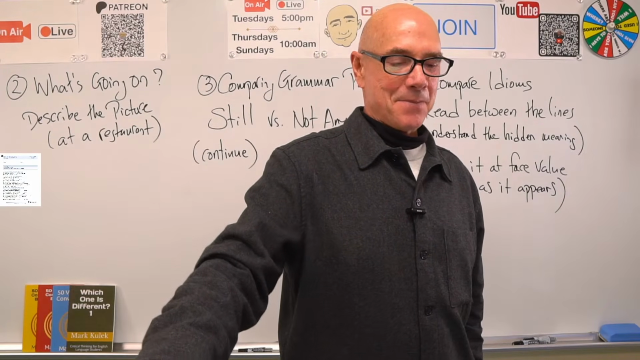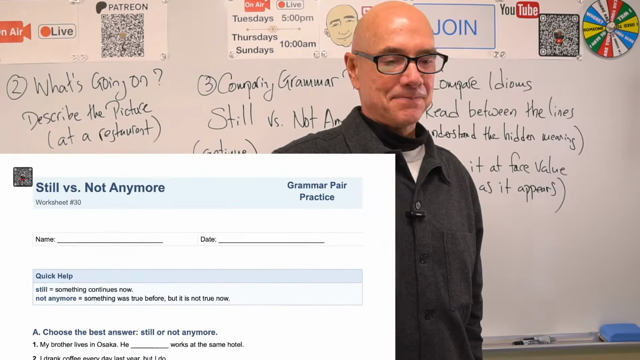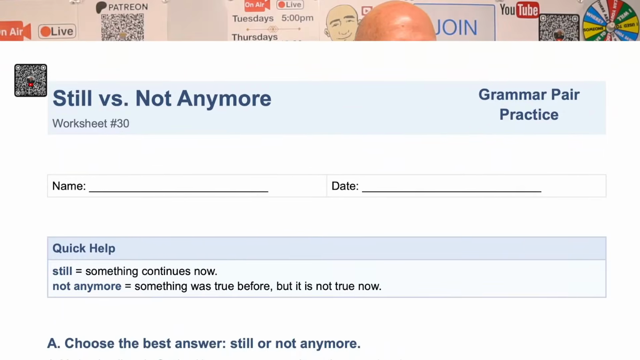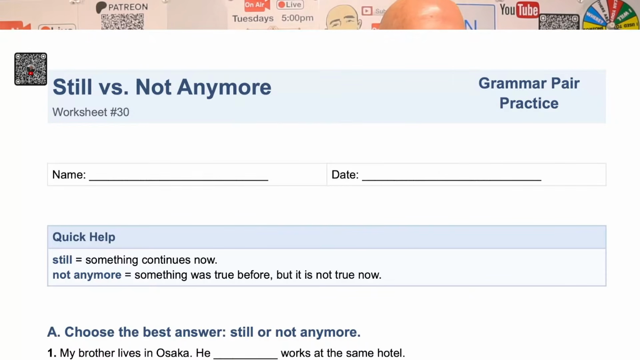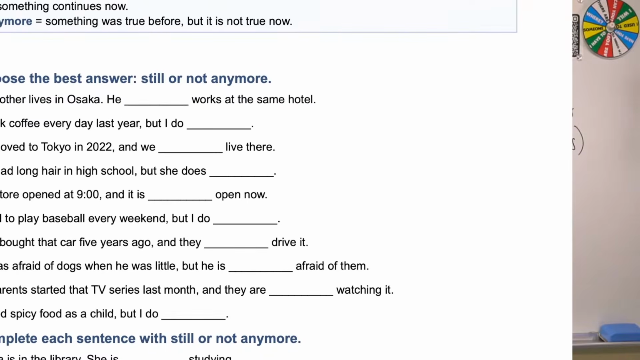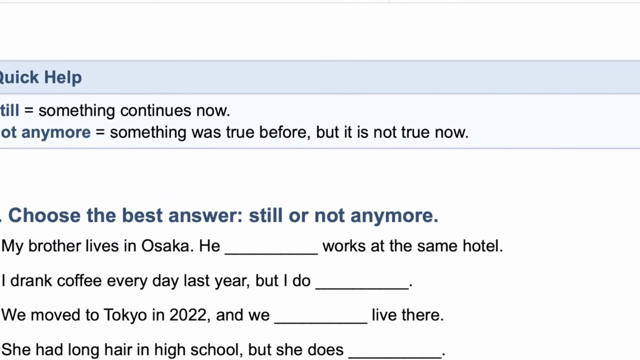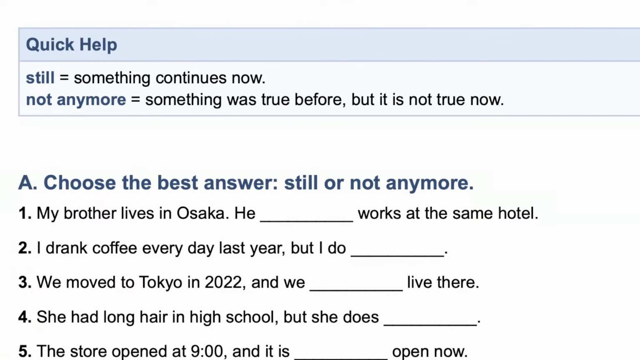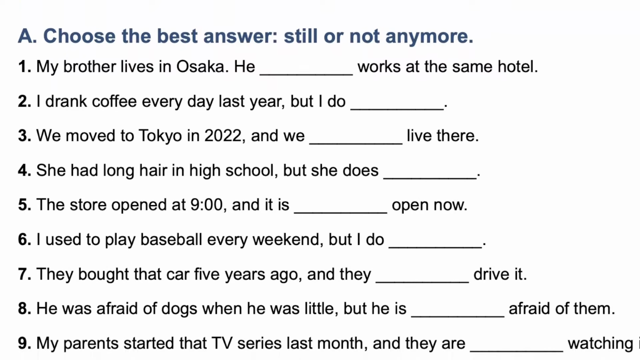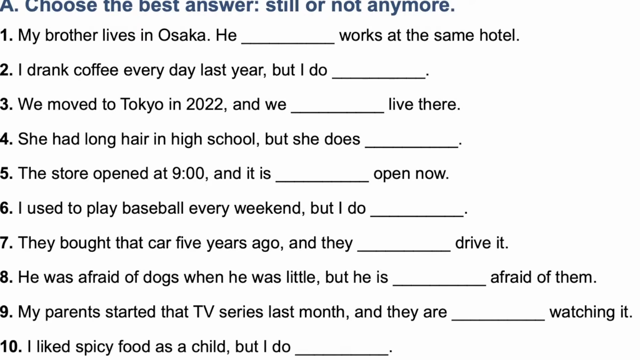Okay, here we go. Number 1. Page 1, I should say. Okay, still versus not anymore. And still, something continues now. Not anymore. Something was true before, but is not true now. Okay, here we go. We got to make it larger. What's best? Still or not anymore? So you put in the correct word.